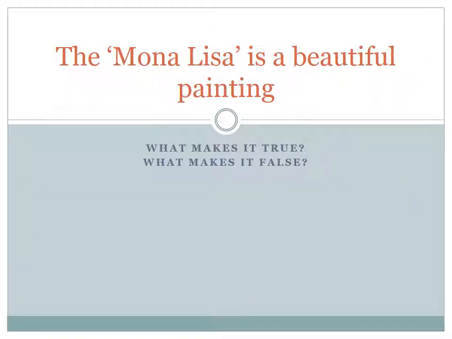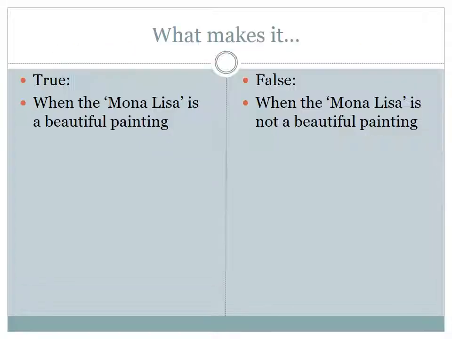So consider this one then. The Mona Lisa is a beautiful painting. So answer again, go and talk at your computer. What makes it true and what makes it false? Well, it's true when the Mona Lisa is a beautiful painting, and it's false when it isn't.